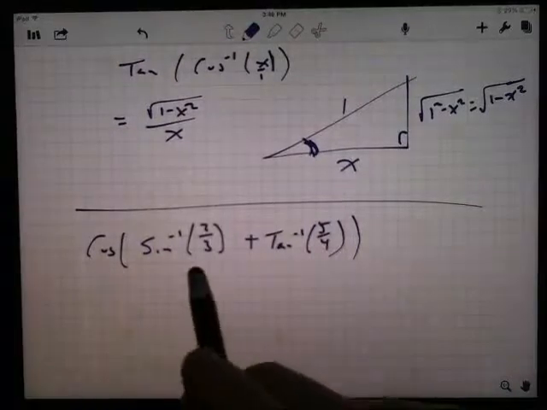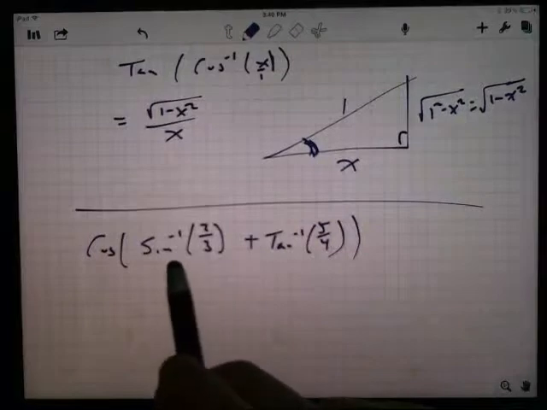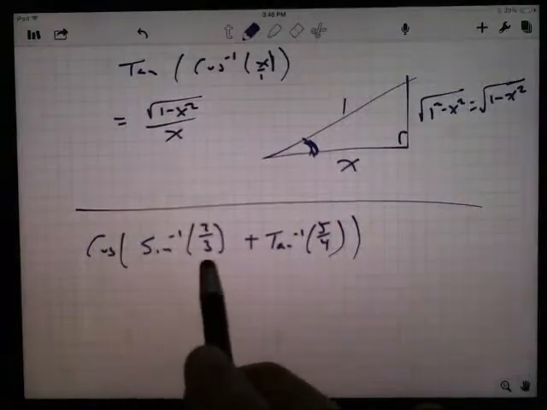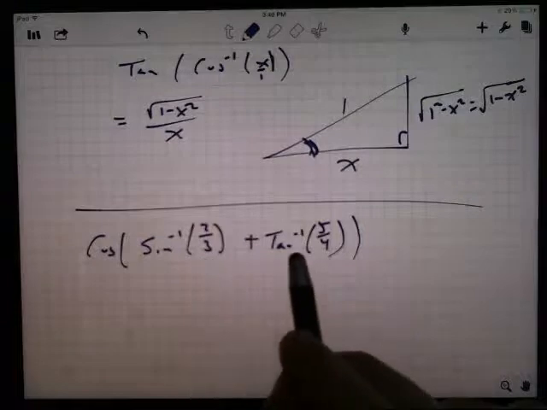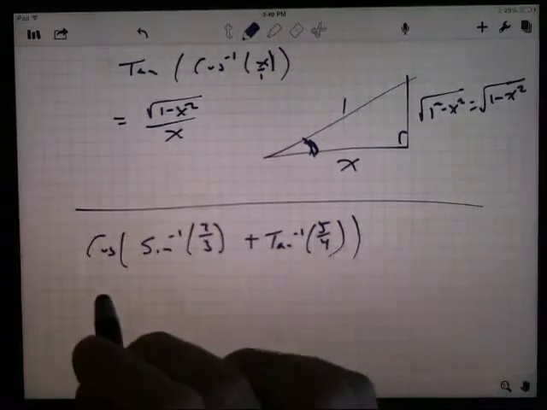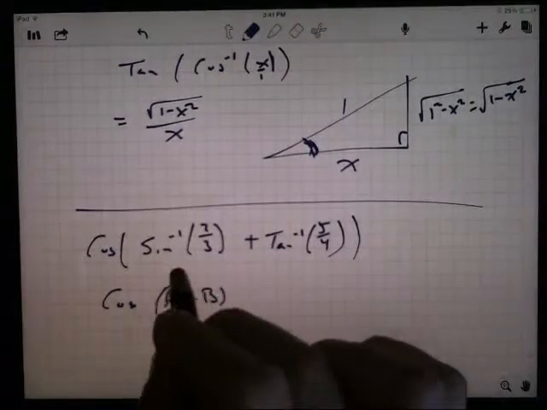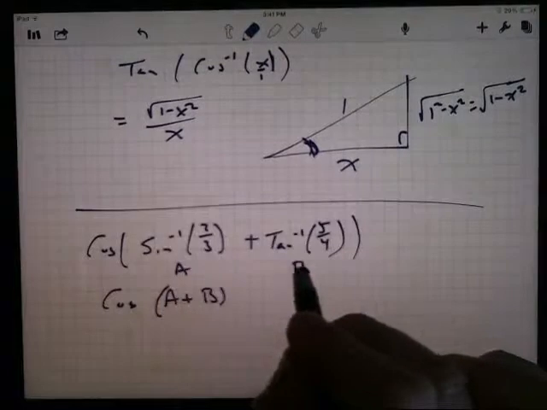Well, this is the cosine of a sum of two things. Each of these things is an angle, right? This is the angle whose sine is 2/3. This is the angle whose tangent is 5/4. So this is like a cosine of A plus B, where this is A and this is B.